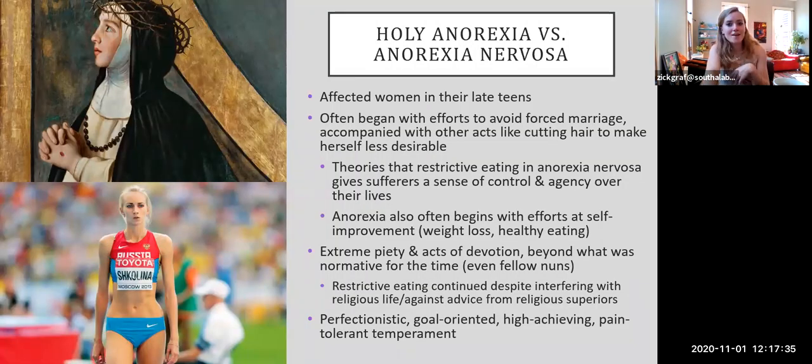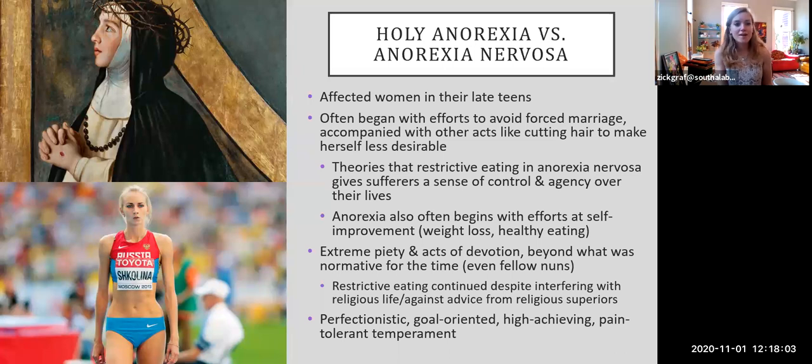So holy anorexia has many parallels to anorexia nervosa. It started for women when they were in their late teens. In the case of holy anorexia, it often began with efforts to avoid forced marriage, and it was accompanied by other acts that were intended to make the woman less physically desirable and less beautiful. So things like cutting off her hair, trying to dress in impoverished clothing, efforts to be less desirable to men in order to avoid marriage.